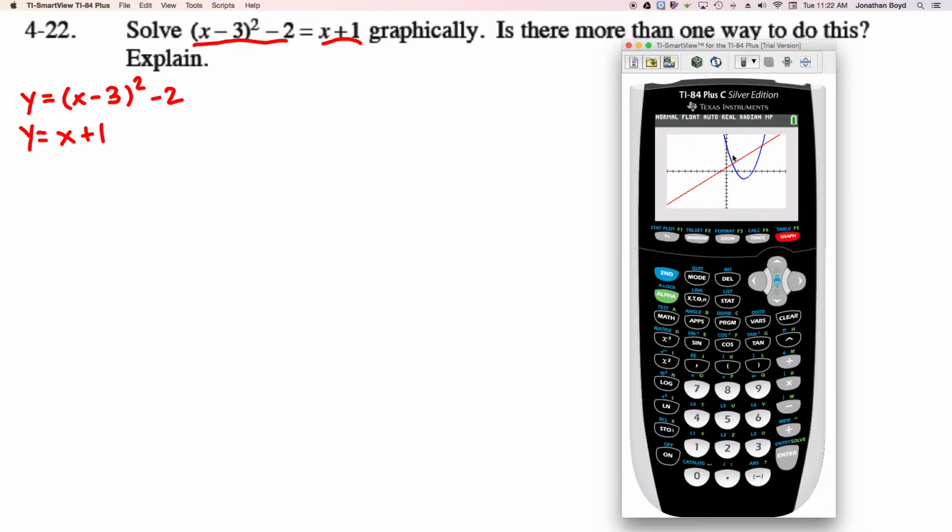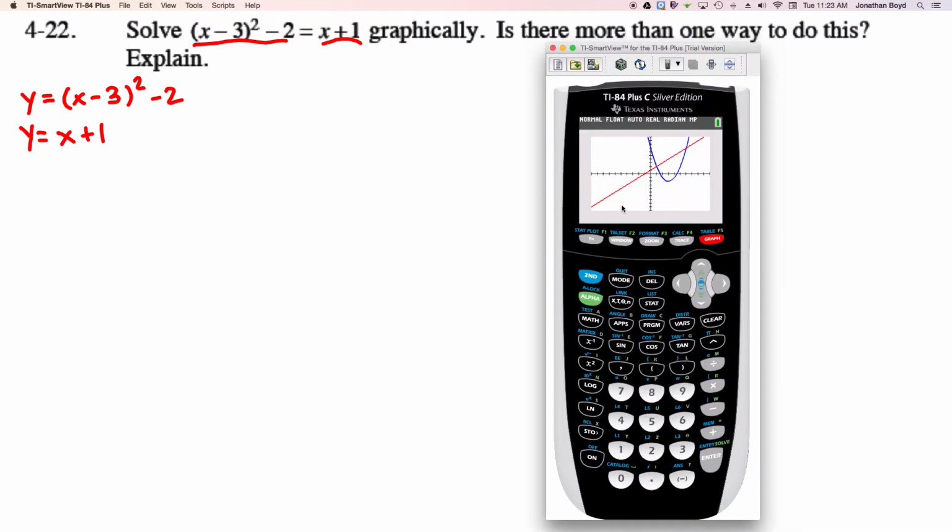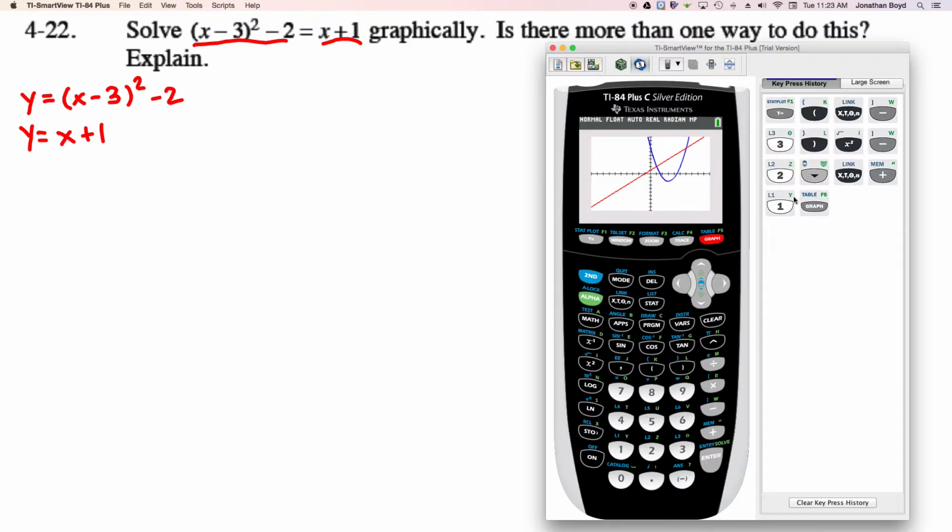So to figure out exactly where, let's pull out that graph if it will cooperate. It may not want to. Alright, we'll just go with it here. To find our intersection points, let's use the intersect function on the calculator. And if you don't remember how to do that, I'm going to bring up the key press history so you can see all the buttons I press on the side here.